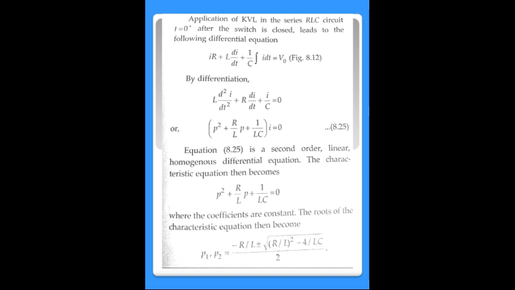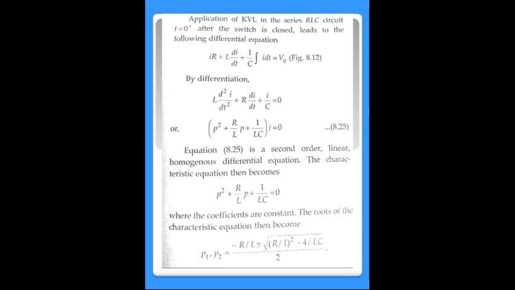This equation is a second order linear homogeneous differential equation. So the characteristic equation becomes p² plus (R/L)p plus 1/LC is equal to 0, where the coefficients are constant. The roots of the characteristic equation become p1, p2. So the value of the roots can be obtained by (minus b plus minus under root b² minus 4ac) upon 2.